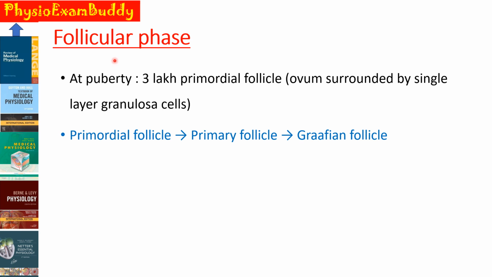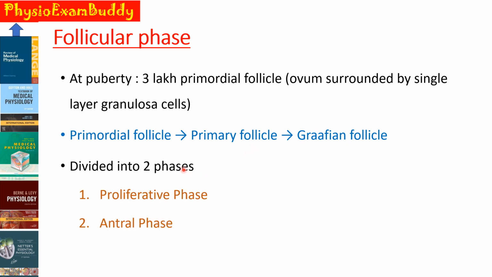In the follicular phase, the primordial follicle is converted into the primary follicle, and the primary follicle is converted into the Graafian follicle. The follicular phase can again be divided into two. The first one is the proliferative phase, followed by the antral phase.